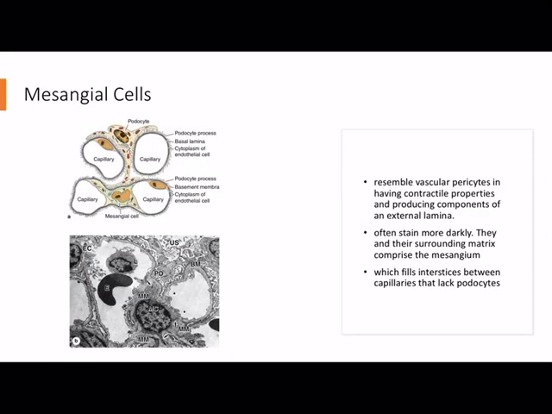Again, your glomerulus is composed of different capillary tufts. Here you see capillaries, capillaries, capillaries. In between these capillaries are your mesangial cells. What is the significance of your mesangial cells? They resemble vascular pericytes in having contractile properties and producing components of an external lamina. They will often stain more darkly. They and their surrounding matrix comprise the mesangium, which fills interspaces between capillaries that lack podocytes.